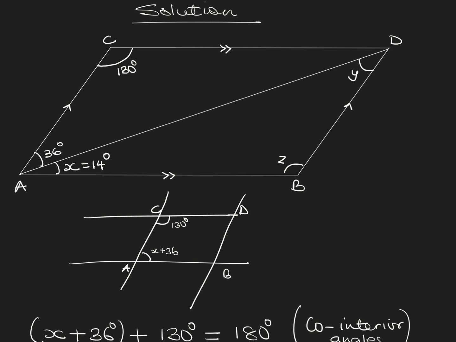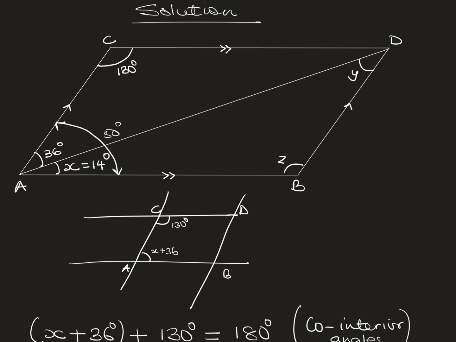Okay? Such that if you add the whole of this angle, what are you going to have? 36 plus 14 is 50, and this 50 plus 130 will give you 180 degrees. So that is what is co-interior angles. So how do we find angle y?